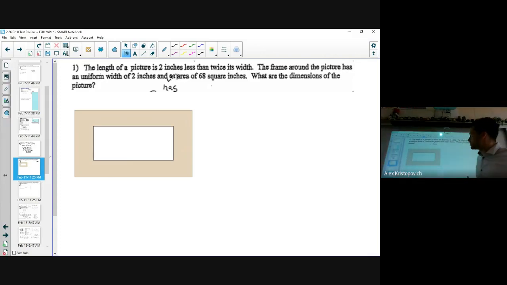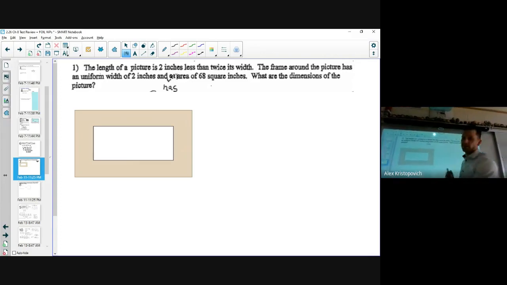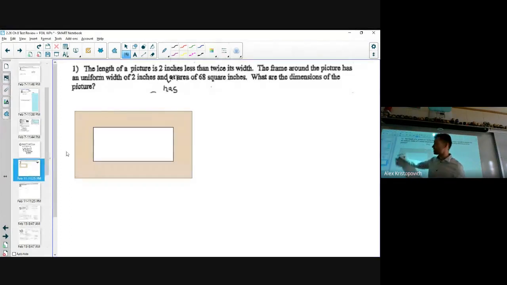It says the length of a picture is 2 inches less than twice its width. The frame around the picture has a uniform width of 2 inches and has an area of 68 square inches. What are the dimensions of the picture? So I have a diagram here for us. We have our picture on the inside, and then we have a frame along the outside.